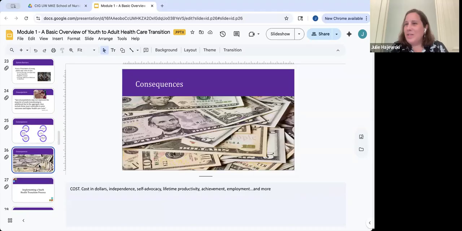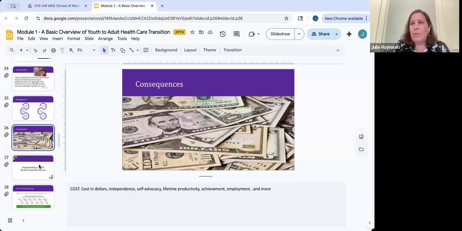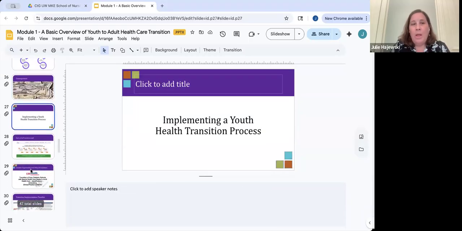I think cost is huge. And I know there's a picture of money there. Yes, there's a huge financial cost that's associated with that discontinuity of care. There's also just a cost to independence, self-advocacy, lifetime productivity, achievement, employment, happiness, and well-being. So a lot of consequences if our youth don't transition to adult healthcare services for good continuity of care.